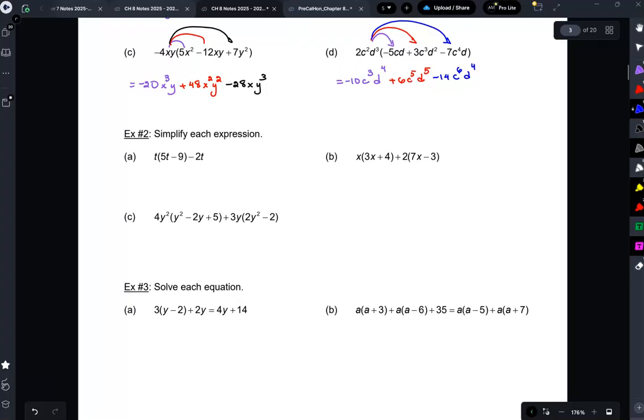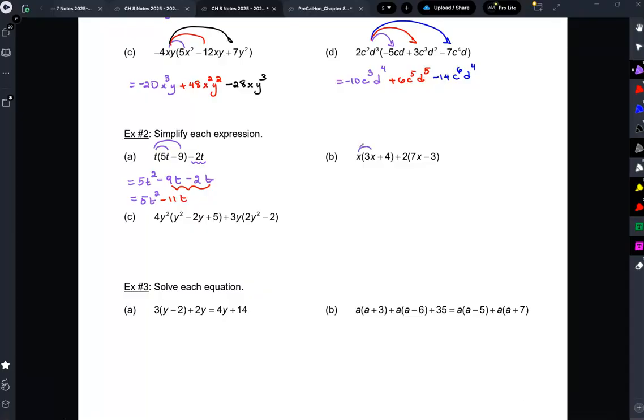Okay, here. Taking it up a notch. First, we're going to multiply t times 5t, 5t squared. t times negative 9, negative 9t. But I also have this minus 2t that I just copied down. Now, look at this. Now I have some like terms. The 5t squared doesn't have like terms, but these two are like terms, and I can combine them. Negative 9t minus 2t is negative 11t, and that's my final answer.